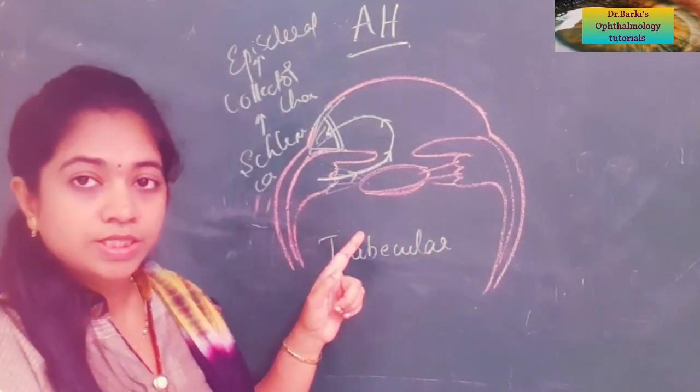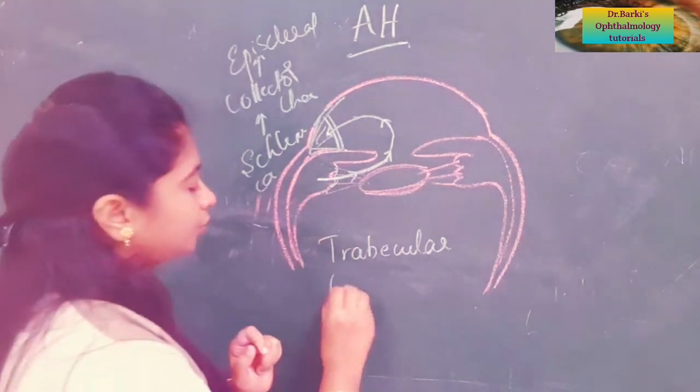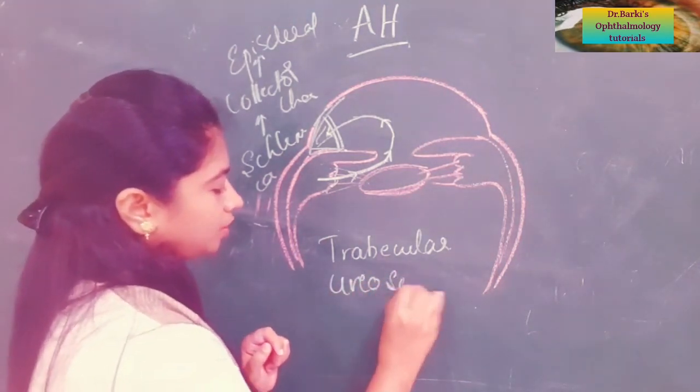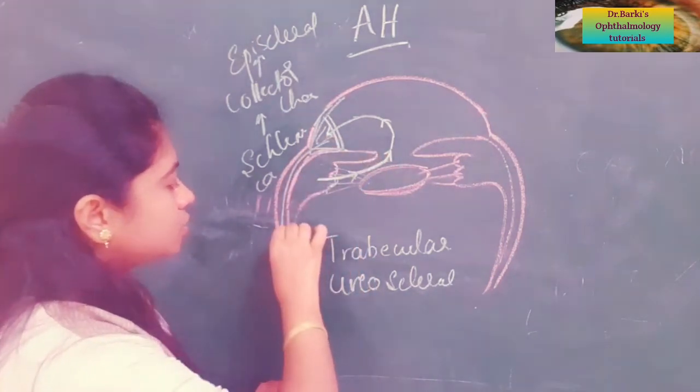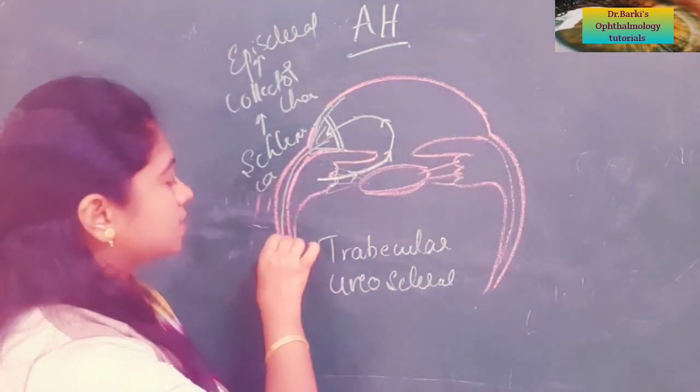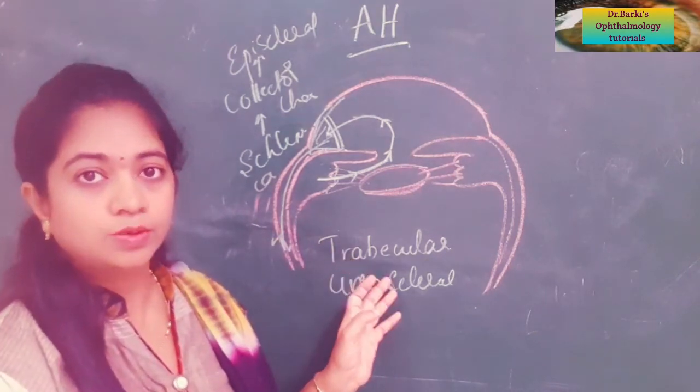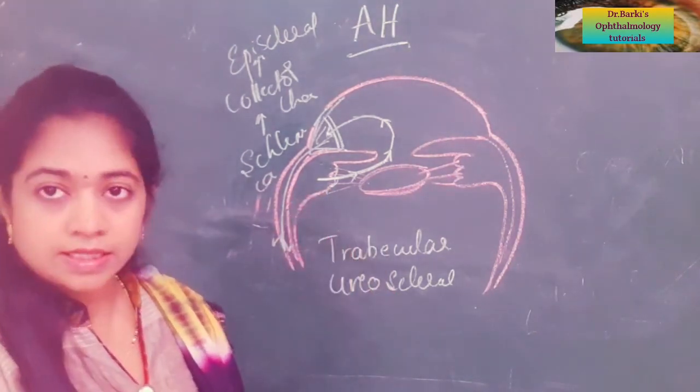One more pathway through which the aqueous gets drained is the uveoscleral pathway. Here ultimately the fluid will get drained into the suprachoroidal space, then through the sclera and the vessels which are exiting through the sclera, the aqueous gets drained out.